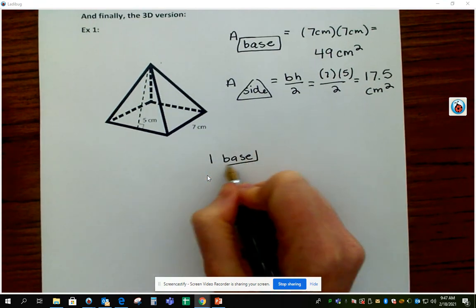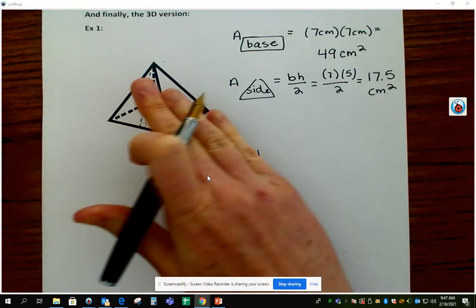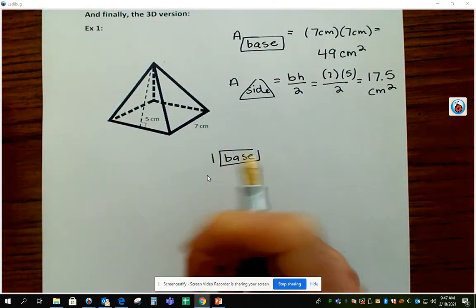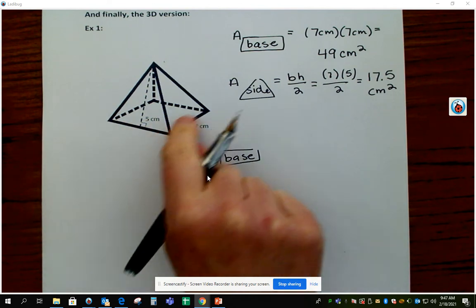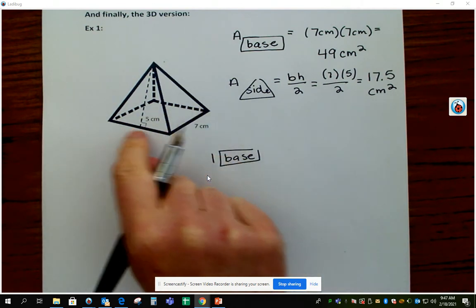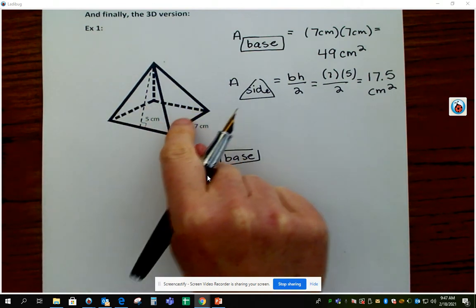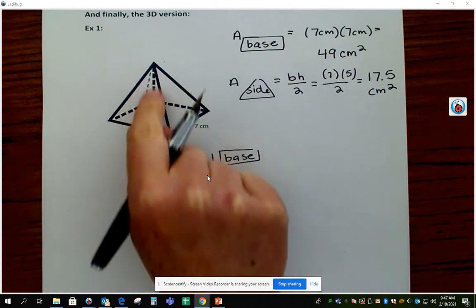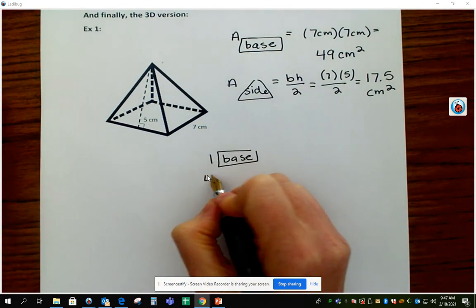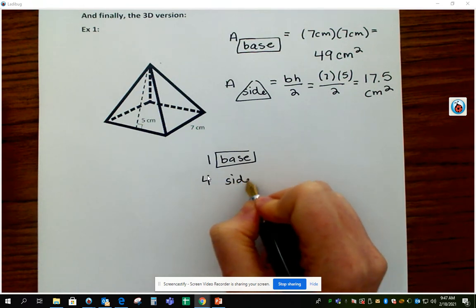How many sides are there? 1, 2, 3, 4. If you're having trouble visualizing, look at the base and count 1 for each side. 1 comes up this way, 2, 3, 4. So there are 4 triangular sides.